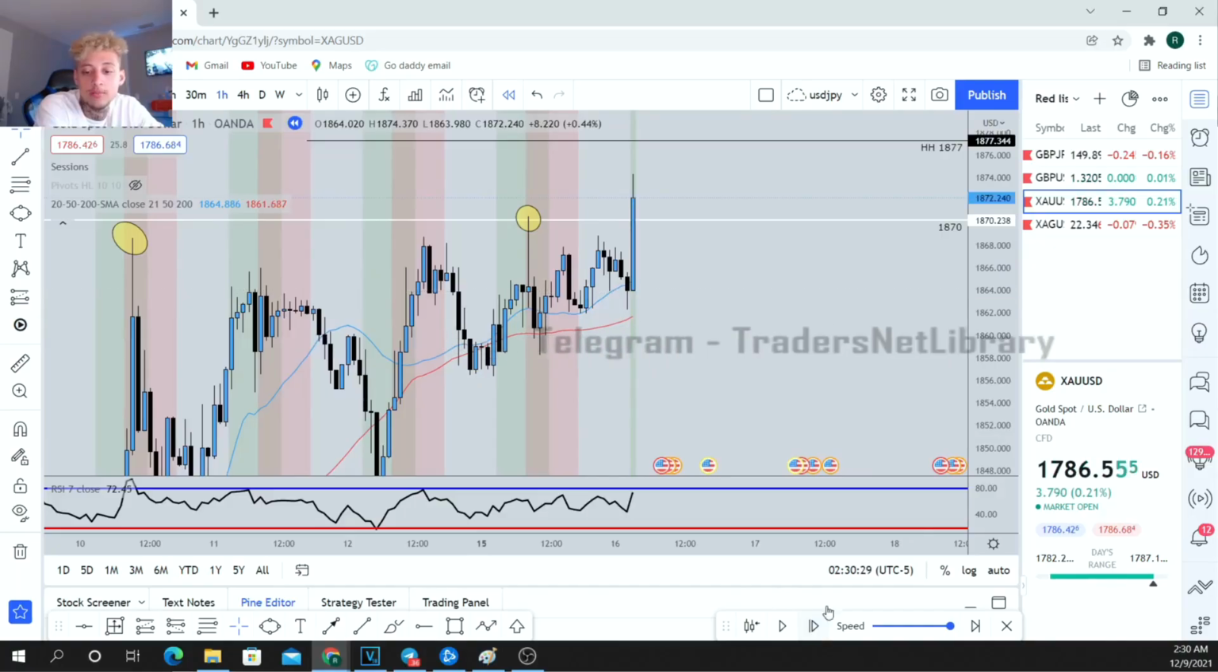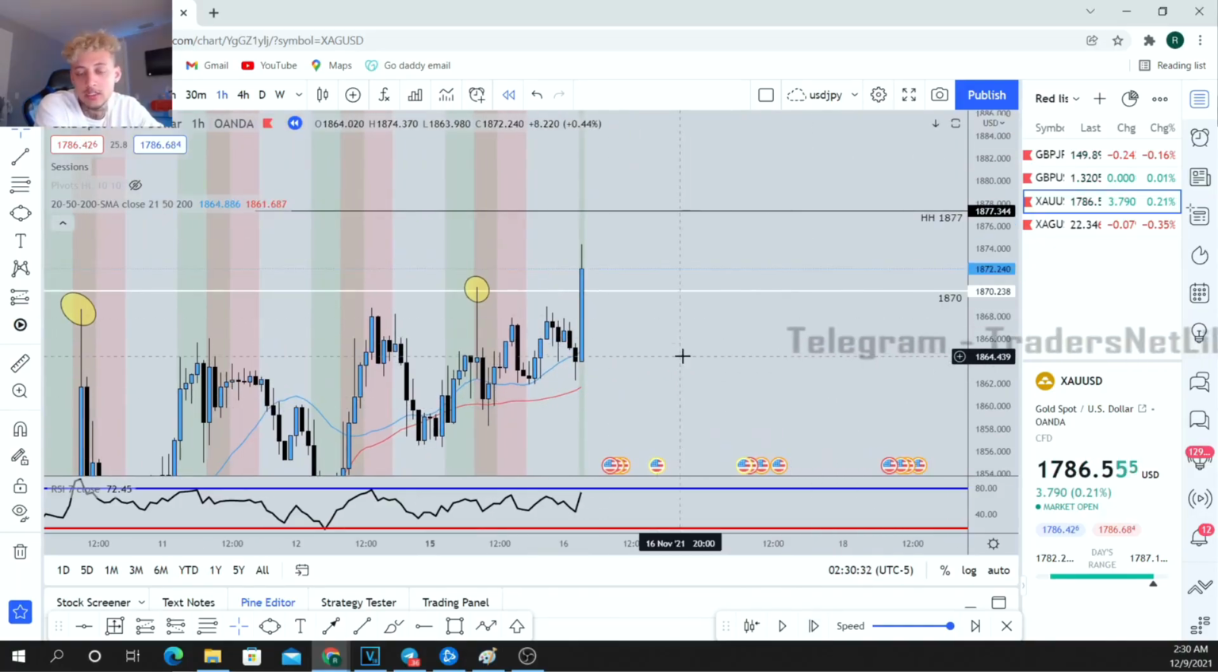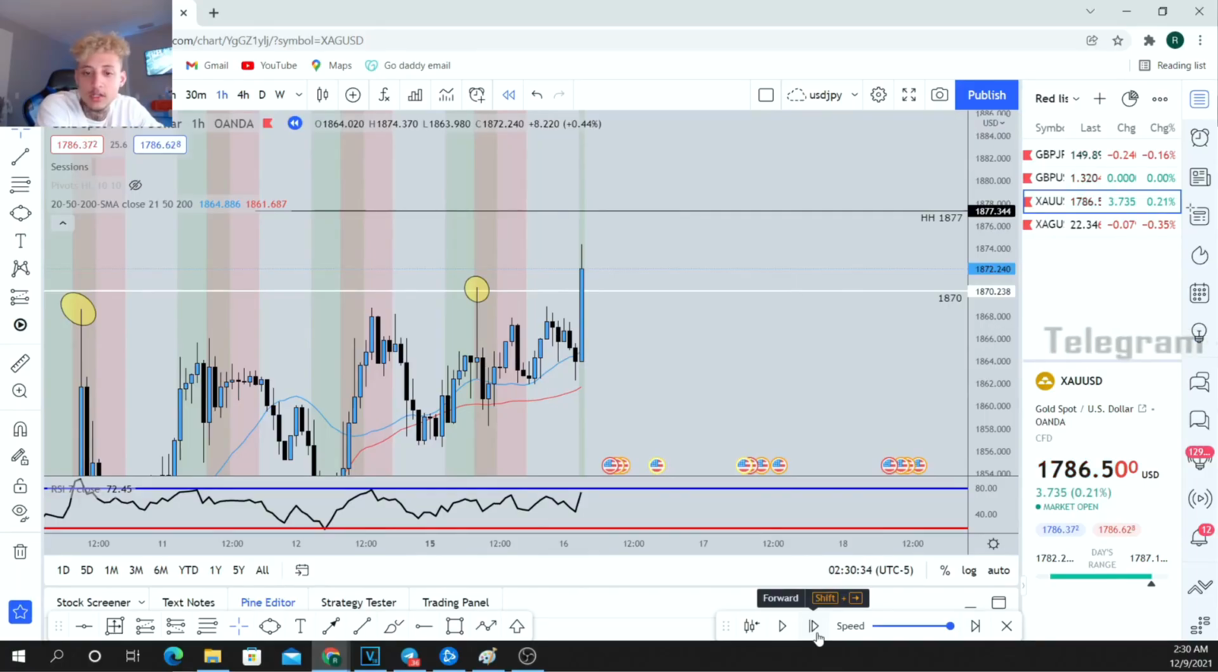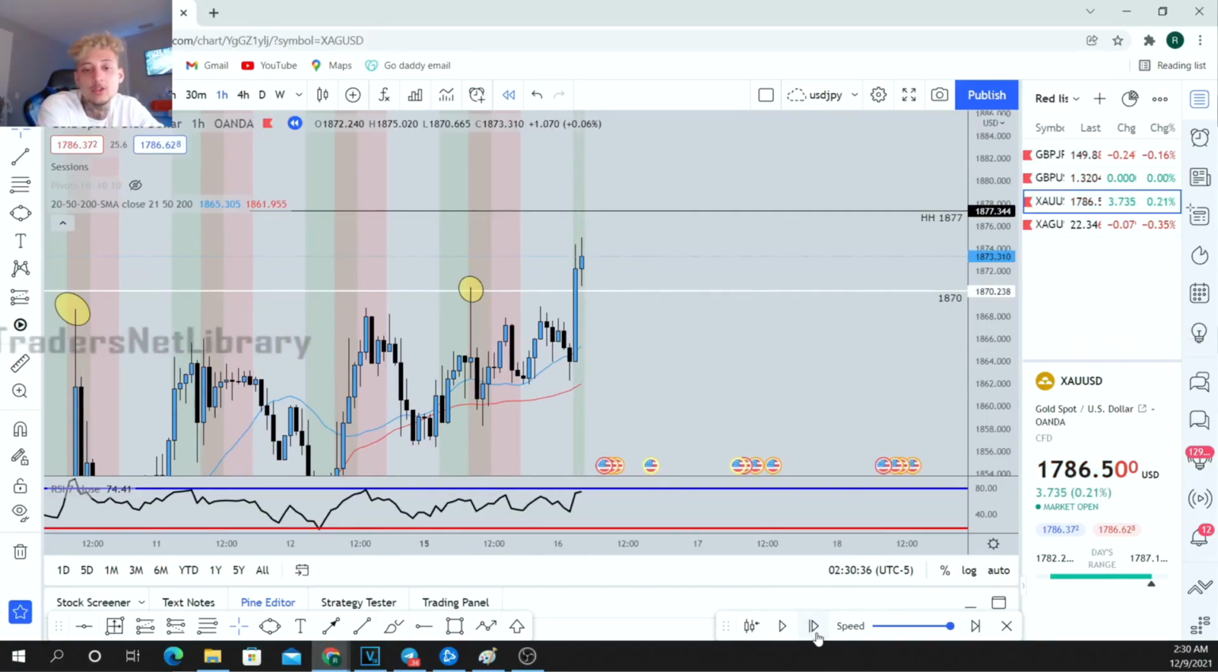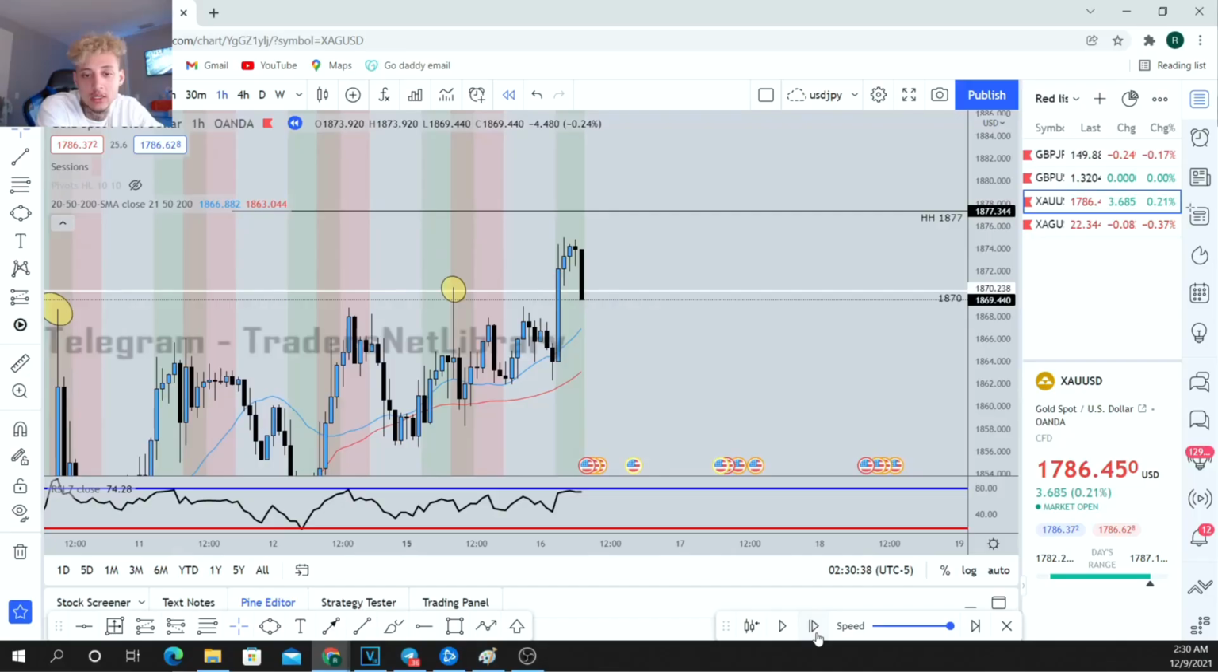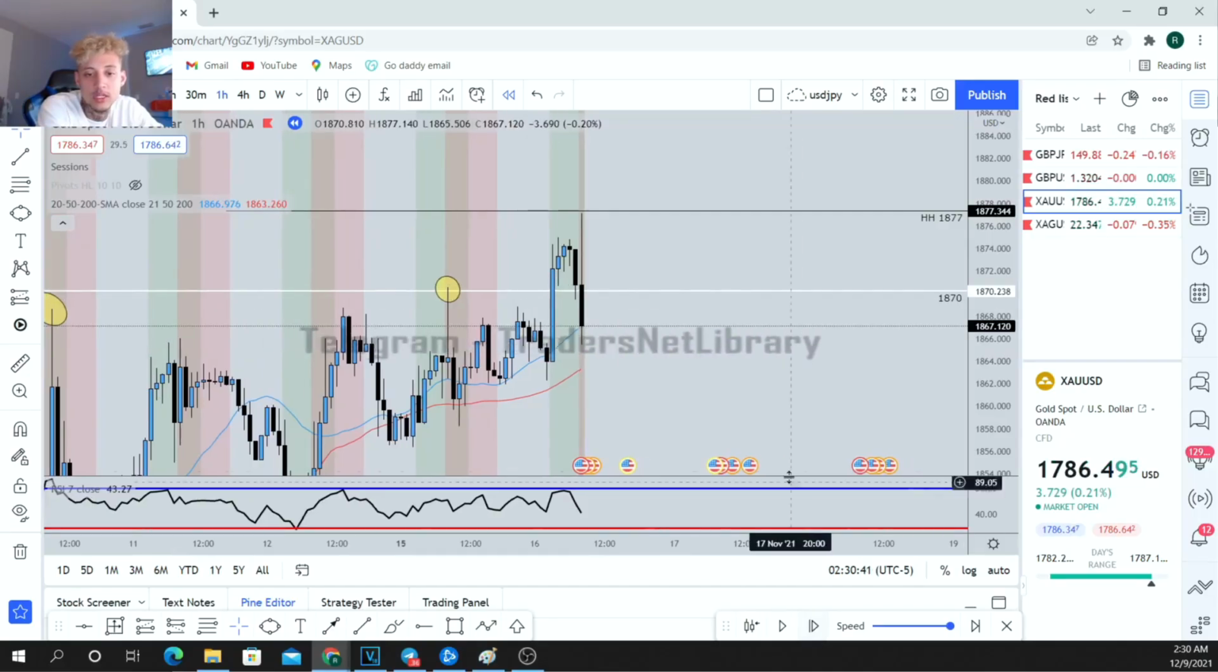Once we see, okay, see, this is why we wouldn't have taken a sell here. You want to wait for the daily confirmation. Sometimes you can get an early entry, but it's not always the smartest thing to do. It's a little bit riskier.